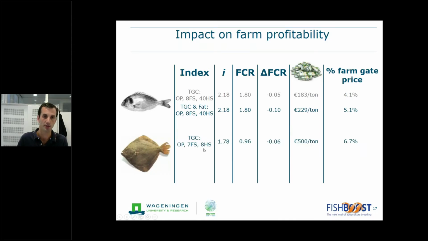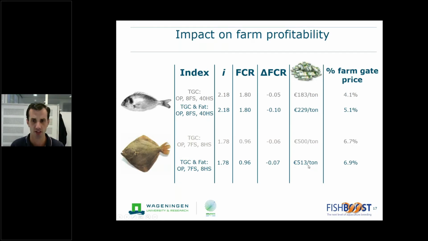For turbot, I've done something similar, but the feed conversion ratio before genetic improvement is already low. Still, I expect that we can obtain a similar genetic gain as in sea bream. Overall gain in economic gain in the breeding goal is estimated at 500 euros per ton, which is 6.7% of the farm gate price. But when we use the alternative index that includes fat content, we get a slightly higher response in feed conversion ratio, but it also gives a slightly higher response in economic terms.